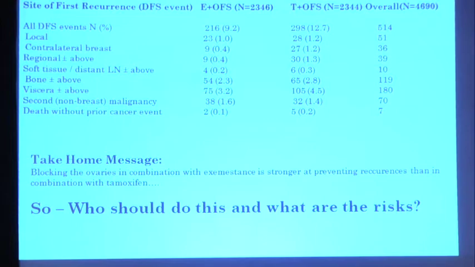This wasn't just a US study, so you have to take into account that the care some of these women received in other countries would be different than we might choose to do here. But you can see that this is the exemestane plus ovarian shutdown arm versus the tamoxifen plus ovarian shutdown arm. And there were fewer bad things happening here. There was less breast cancer on the other side, less metastasis, and in general, this was the favorable outcome.